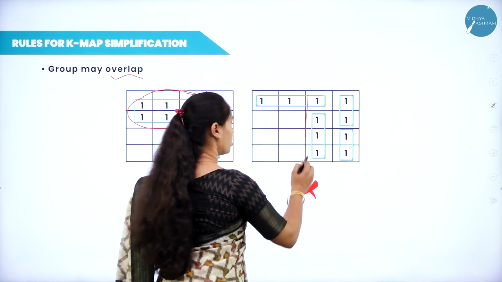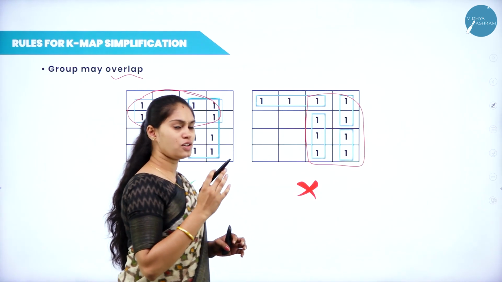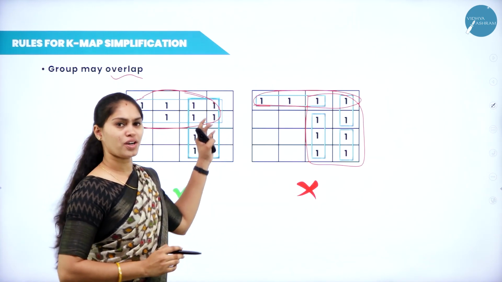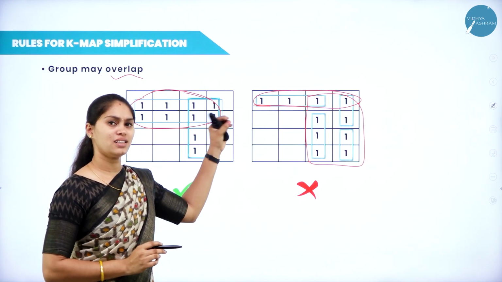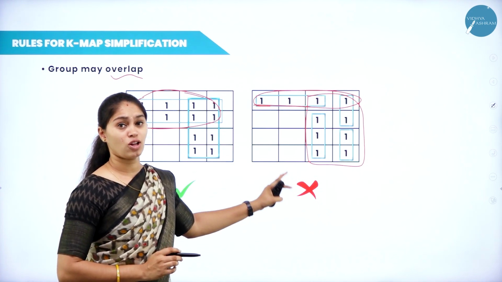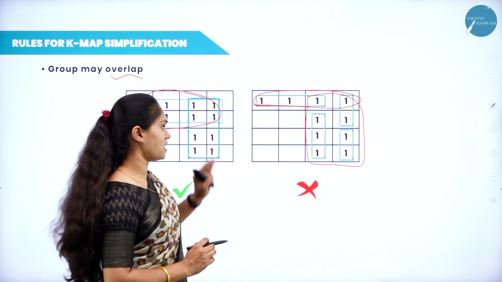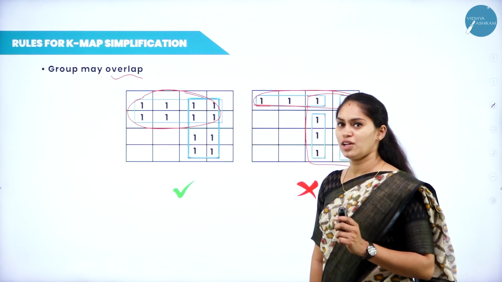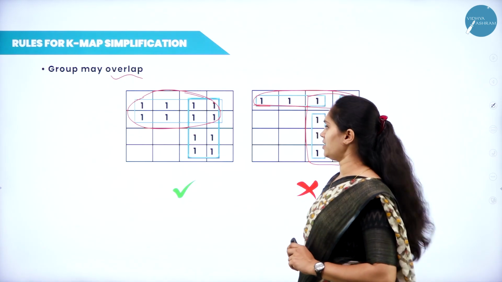Here also, as I told earlier, we can make this one octet and I can make this one quad. So you have to try to cover all the consecutive ones as large as possible. These are the rules we have to follow in order to construct the K-map, to do the simplification of Boolean algebra.